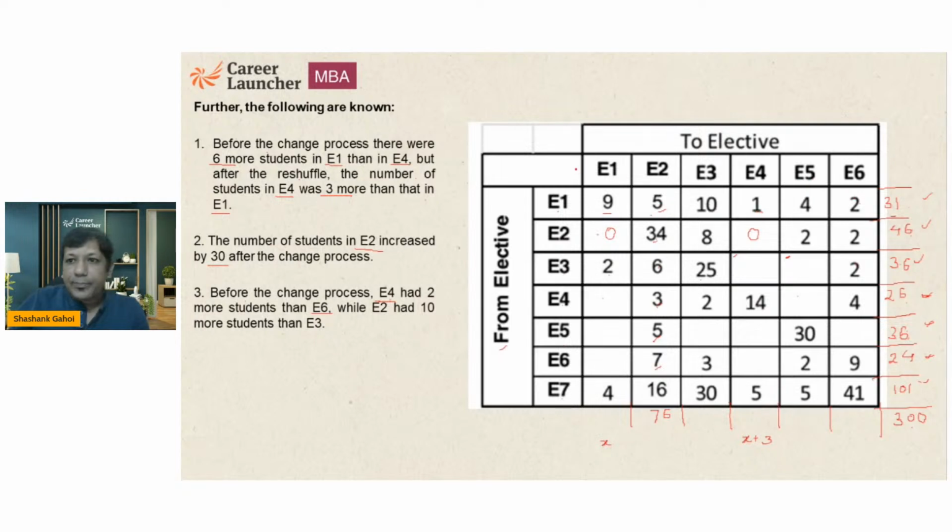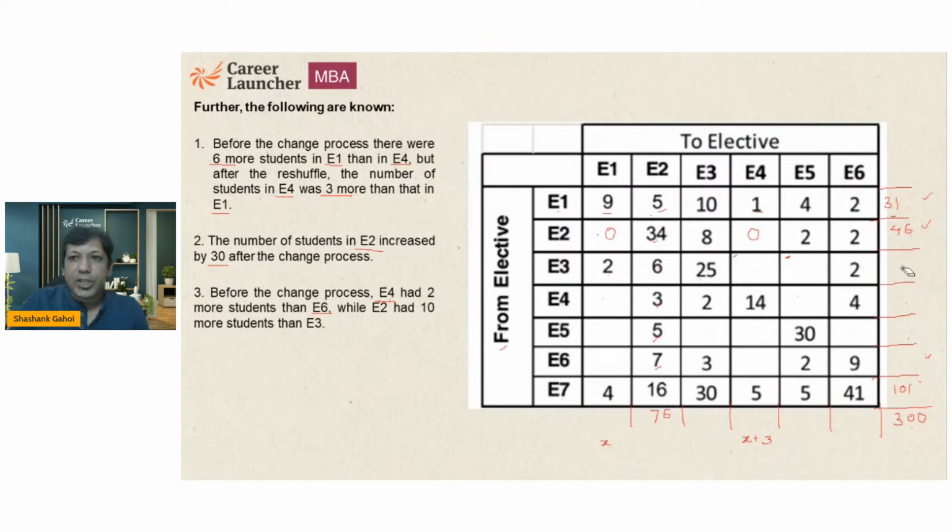Okay. 31 and it is 6 more than. So it shouldn't be 26. It should be 25. So this is the mistake I made. So I need to recalculate everything. Okay. So I am going to erase a few numbers and see. So this is 101. This is 31. This is 76. So this is 46.